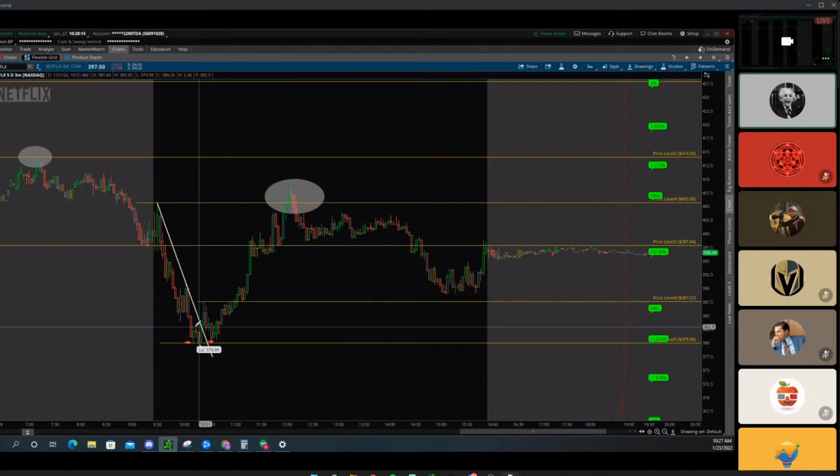This is your neckline, right? So here, this is called the neckline of the double bottom. One bottom, second bottom, neckline. You can play the breakup of the neckline like right here, this candle, or if you don't trust yourself and you're fairly new, wait for the retest of the neckline and then go up.